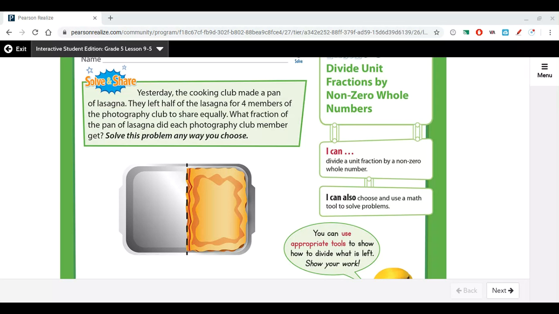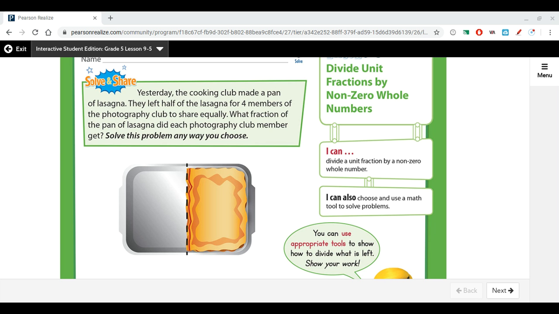All right, so we are going to continue our work with understanding how to divide fractions by using the algorithm. And I'm going to work on balancing a little bit with the modeling, just to help build that conceptual understanding. In our last lesson, we looked at dividing whole numbers by unit fractions. Well, today we're going to be dividing unit fractions by non-zero whole numbers, which just means numbers other than zero.